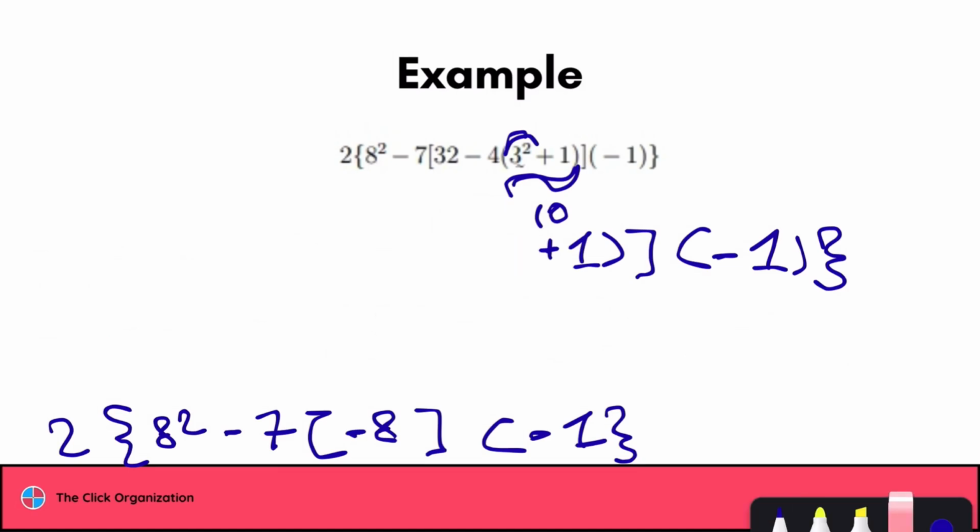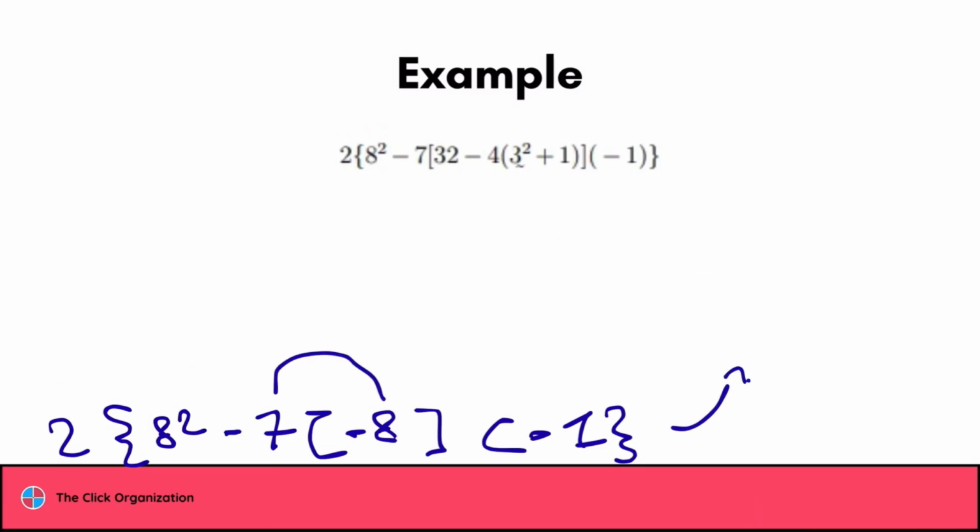We've evaluated until here. So right now I have another exponent in here. It's minus 8 to the power of 2, right? Minus 8 to the power of 2 is 64. So 64, and we have minus 7. 64 minus 7 times minus 8. Right now let's evaluate this part.